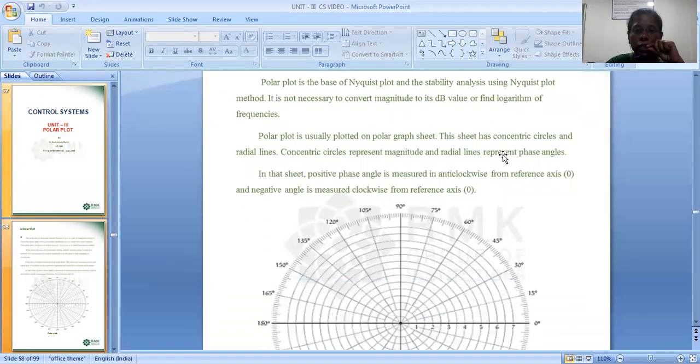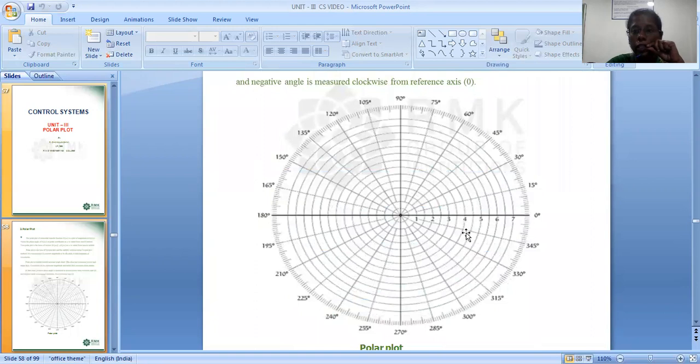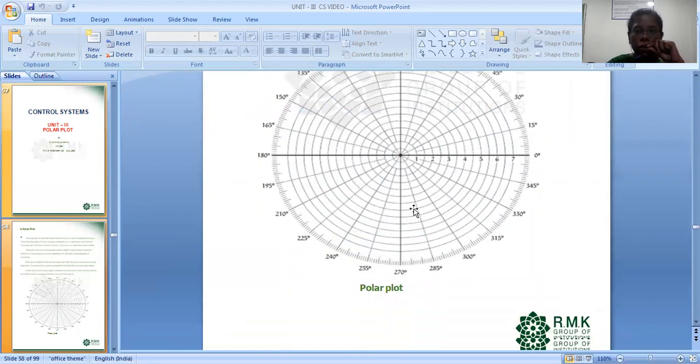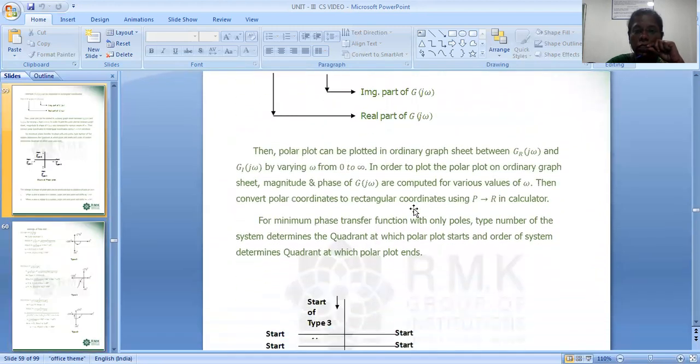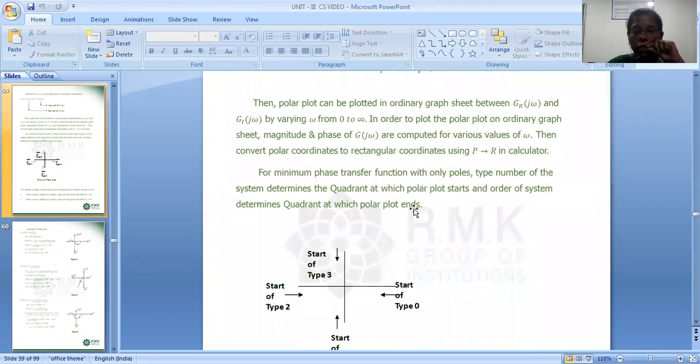Here you can see that the polar graph sheet looks like this, consisting of concentric circles with radial lines. For drawing this, we need a polar graph sheet, and we'll discuss a problem on how to draw the polar plot, and then how to get the gain margin and phase margin.